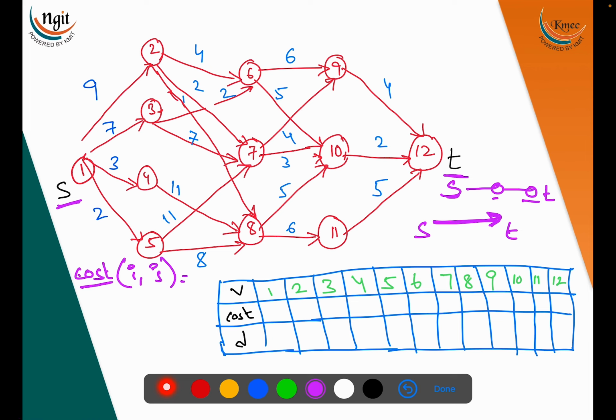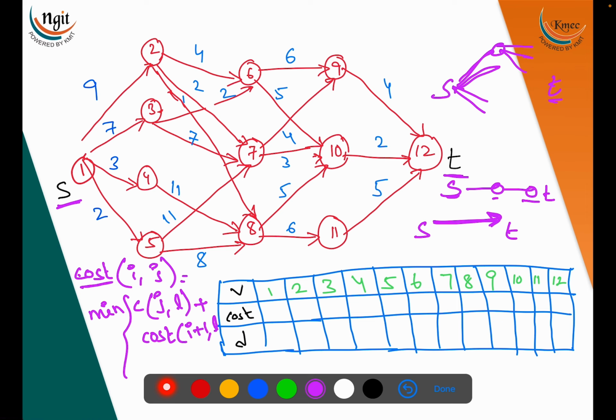And the third case is what? You can also have other paths, where it can also have minimum and maximum cost to reach your T. So keeping in mind all the possibilities, we have a formula to calculate the cost. When you have all these paths, we will not take all the paths. We'll take only the minimum cost. So that's what? Minimum of C of j comma L plus cost of i plus 1 comma L.